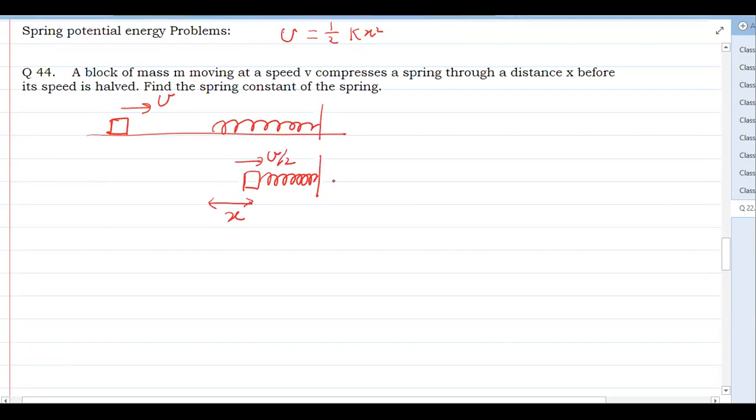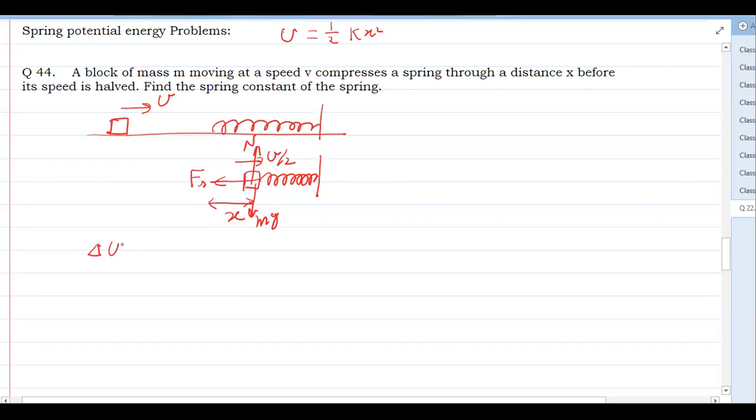So how to solve this question? What are the different forces acting on the object while it is compressing the spring? The forces are the normal, the mg, and the spring force. Only three forces are acting. The spring force is a conservative force here. Mg is also conservative, but mg is not doing any work because the object is moving along the horizontal, and the normal will not do any work. So the energy of the system will remain conserved.